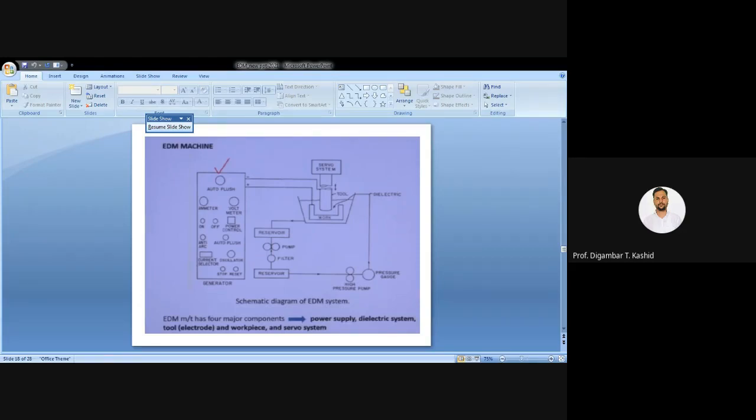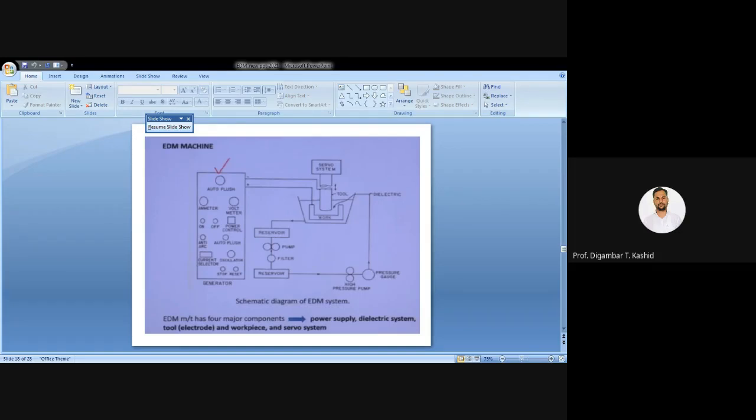Then the third component or element of the EDM external setup is the servo system, which gives speed or momentum to the tool. So the third component is the servo system, and the fourth one is your electrode, that means your tool, and your workpiece. So these are the four major components of your EDM machine tool.